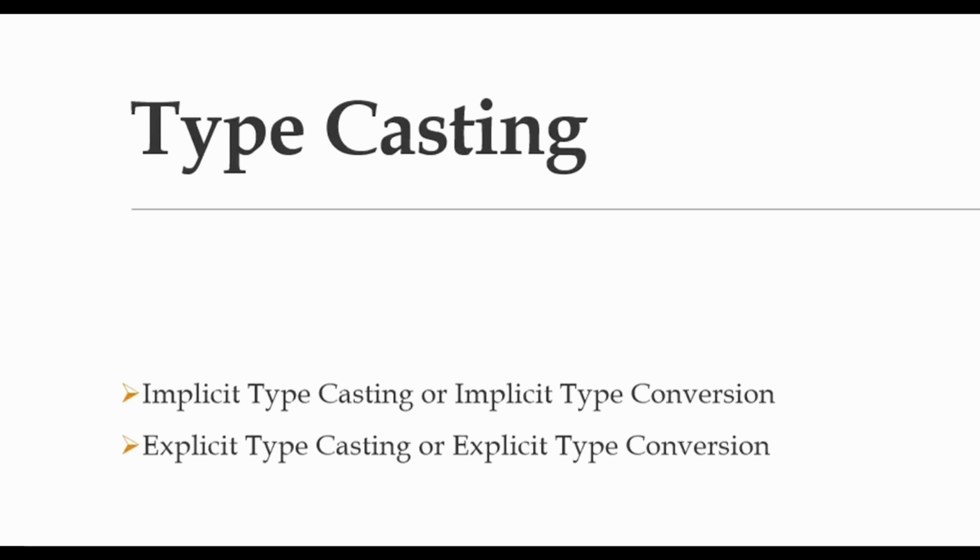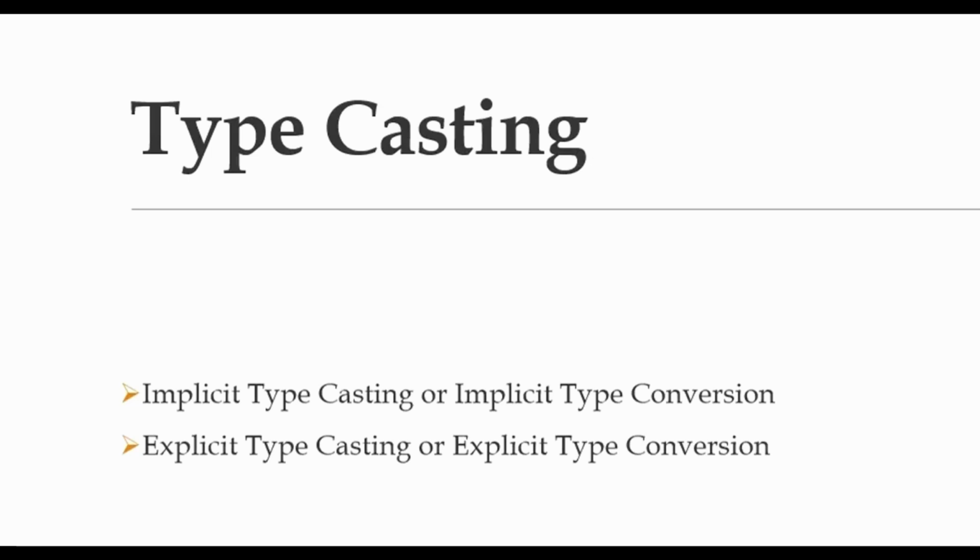One is implicit typecasting or implicit type conversion, or we can say an automatic type conversion. The second type is explicit typecasting or explicit type conversion, or we can say a forced conversion. The first one is an automatic conversion, the second one is a forced conversion.